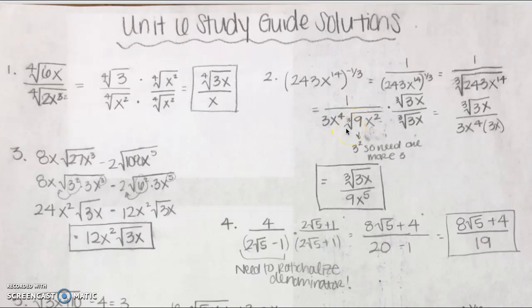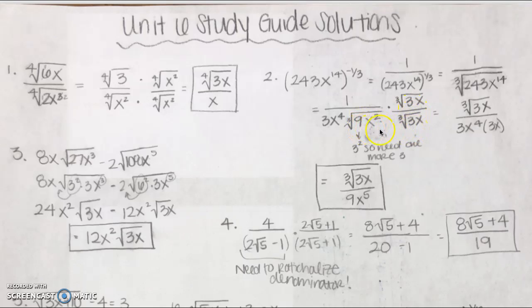Now we can't have a radical in the denominator. So if you were to think about this as 3 squared, in order to take the cube root, you need 3 of something. So you need one more 3. So that's where this 3 is coming from to multiply. Same with the x's. You only have 2, and you need 3 in order to take the cube root. So we're also going to multiply by one more x. So that's where the multiplying by the cube root of 3x is coming from.